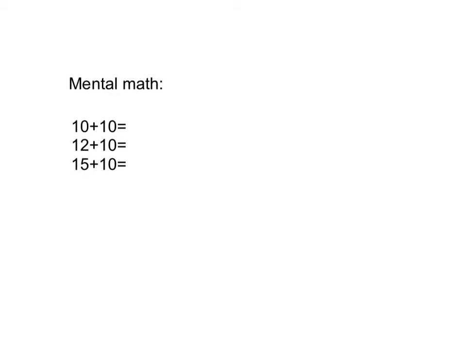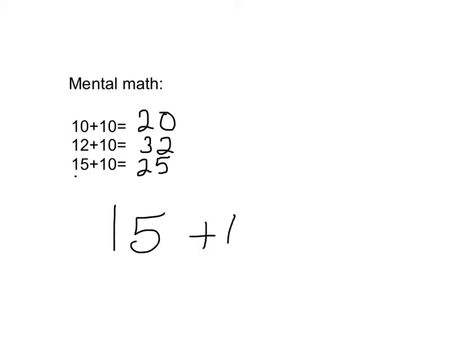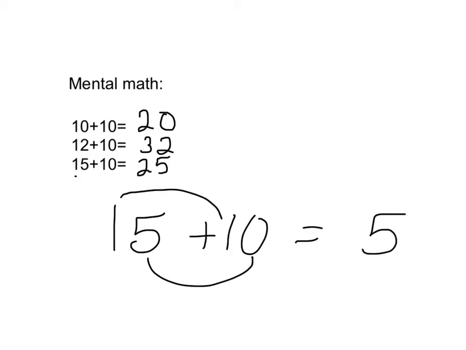On your own right now, you're going to think through what is 10 plus 10, 12 plus 10, 15 plus 10. Right, 10 and 10 is 20, 12 plus 10 is 22, 15 plus 10 is 25. One thing you can do is to add the place values. So for example, 15 plus 10, if we add the ones, 5 and 0 is 5. If we add the tens places then, the 1 plus 1 is 2, and that's how we get the 25.